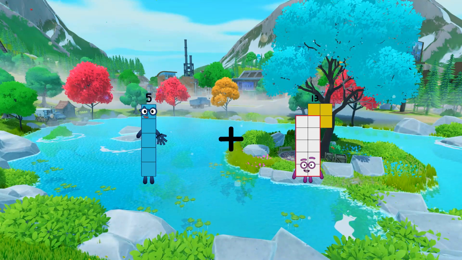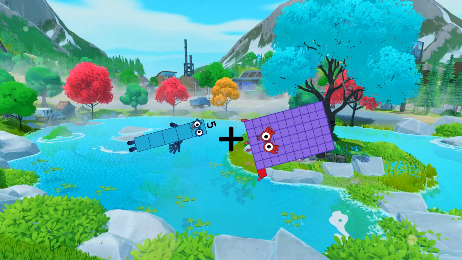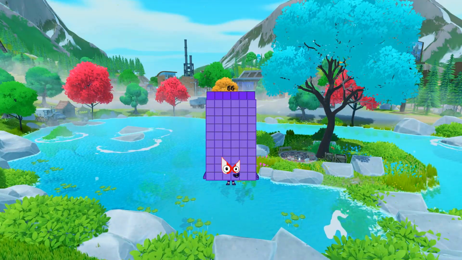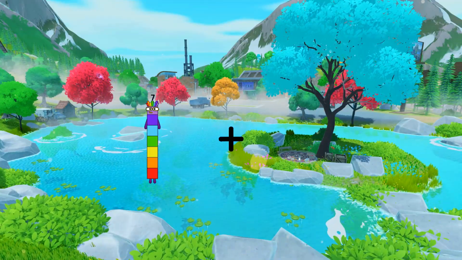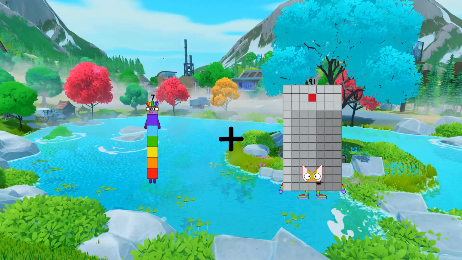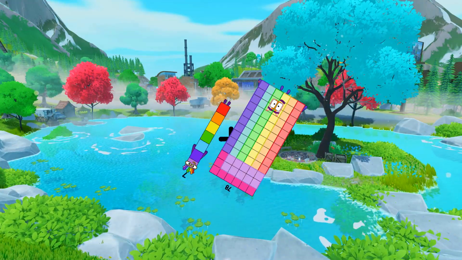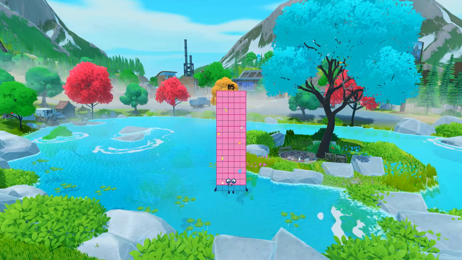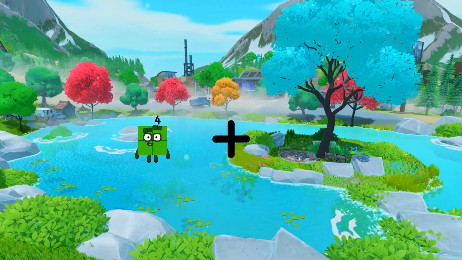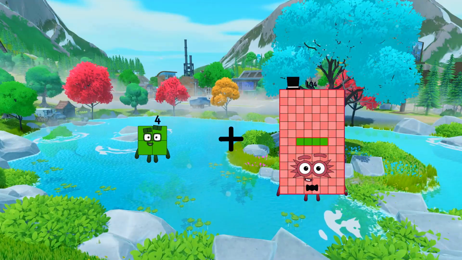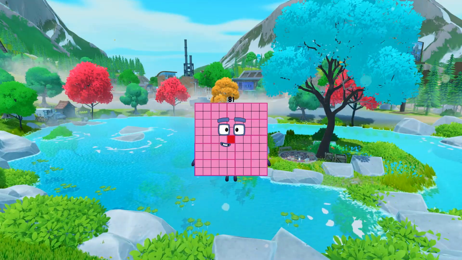5 plus 61 equals 66. 7 plus 78 equals 85. 4 plus 77 equals 81.